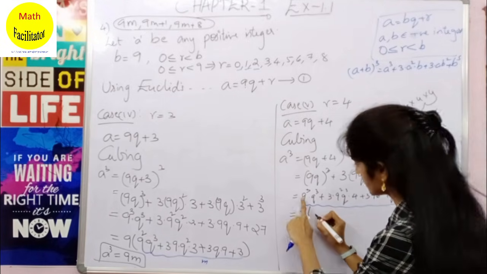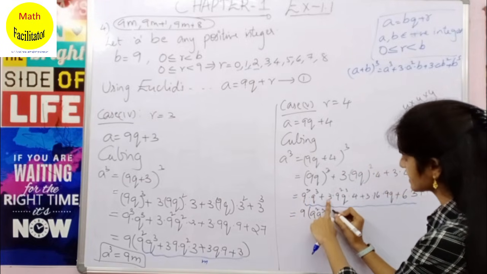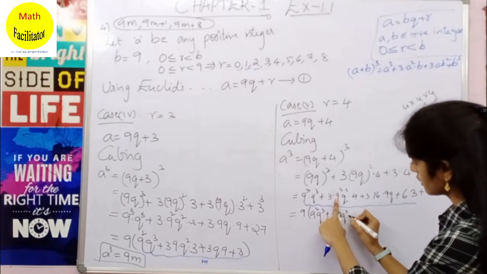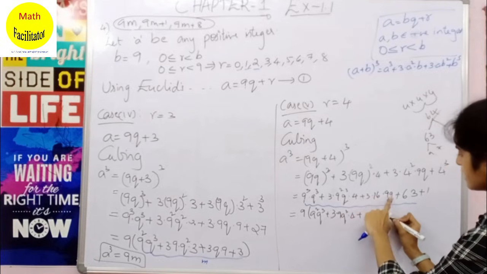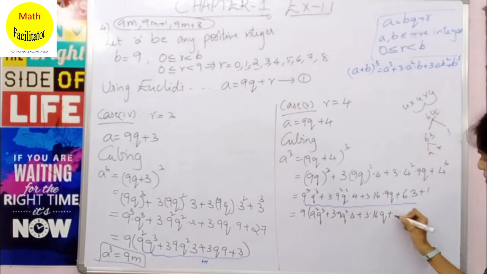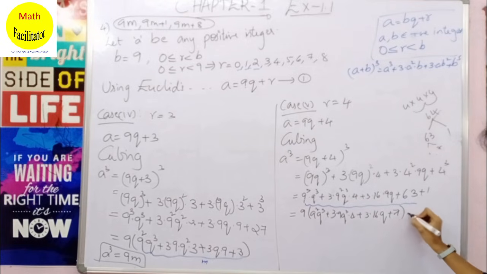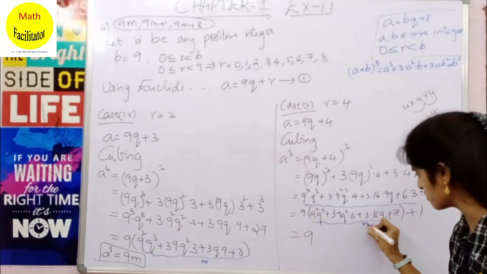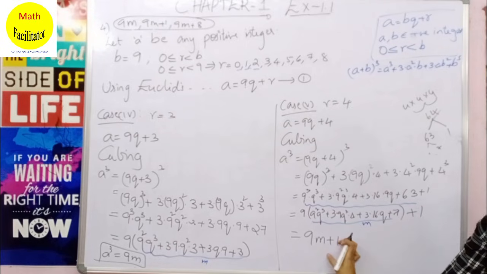So here, taking 9 common, you are left with 9 square q cube plus 3 multiplied by 1, and 9 you take common, so you are left with another 9 q square, and you have 4 plus 3 multiplied by 16, 9 taken common, so you have q, plus in 63, taking 9 common, you are left with 7, and you have plus 1. This entire thing you take as m. So this is 9m plus 1.